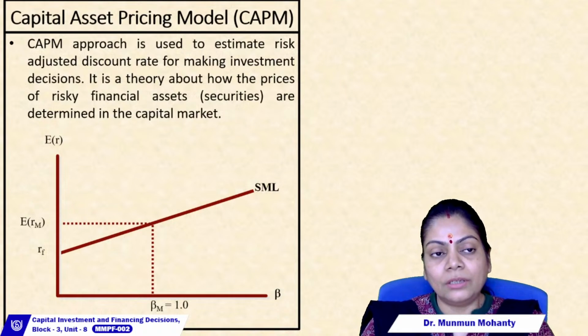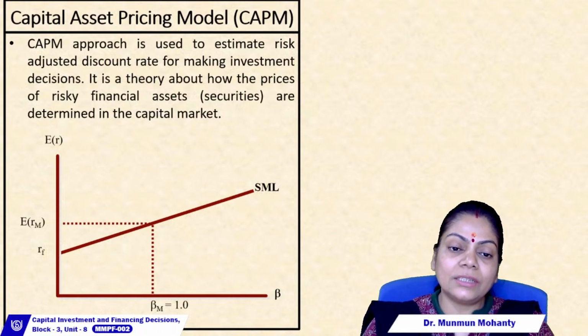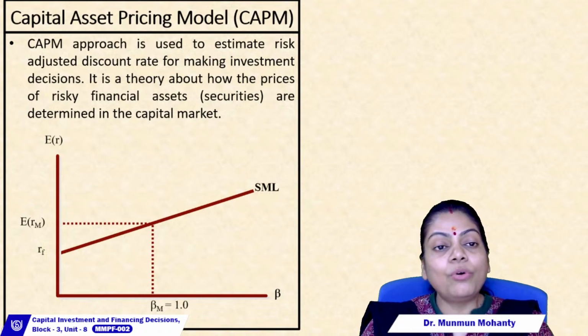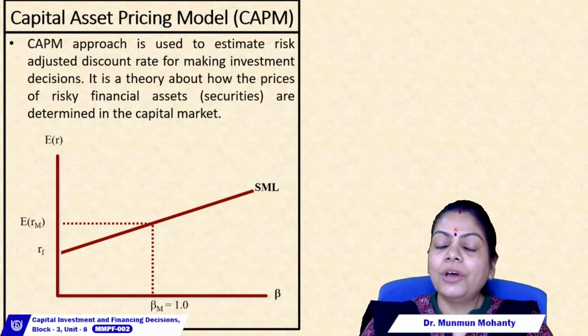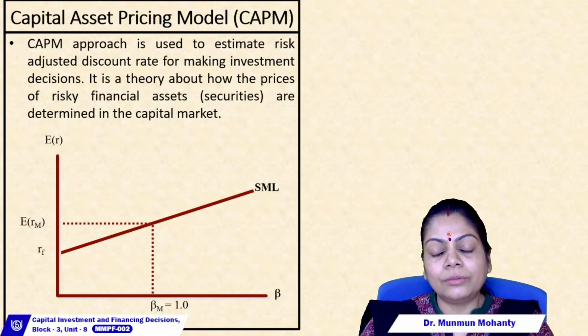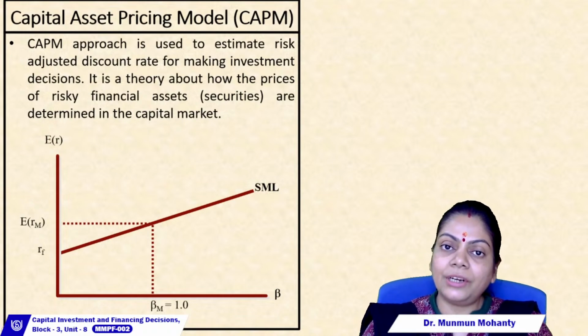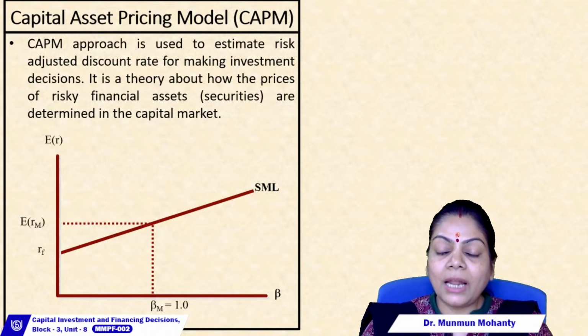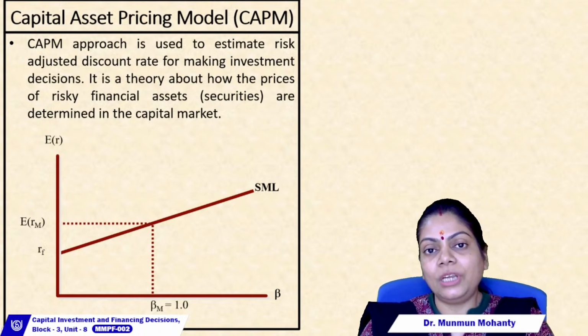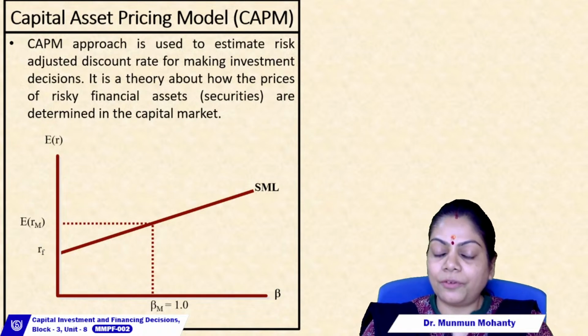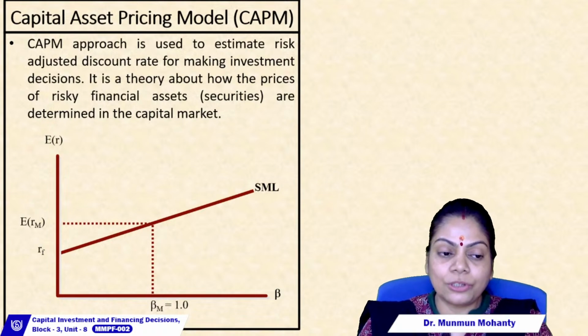Now you see, the capital asset pricing model is the go-to technique to estimate the cost of equity. Using the CAPM approach, we estimate the risk-adjusted discount rate for making investment decisions. This theory talks about how the prices of equity shares are determined in the capital market. From that, we derive the rate of return expected on an equity, which is nothing but the required rate of return of investors, or for the company, the cost of capital.